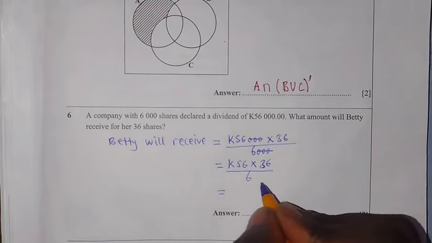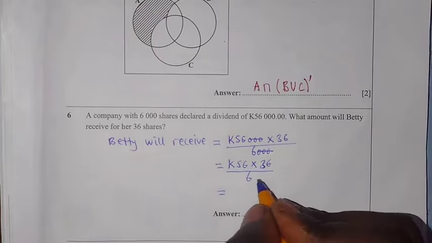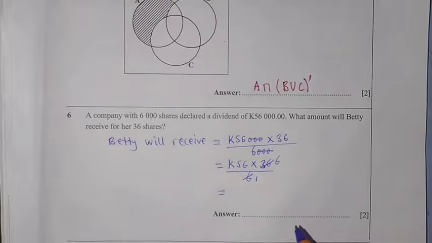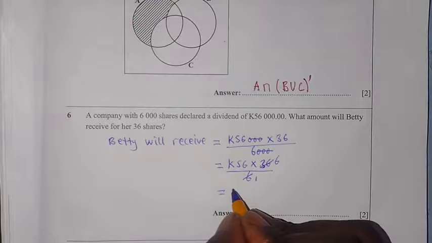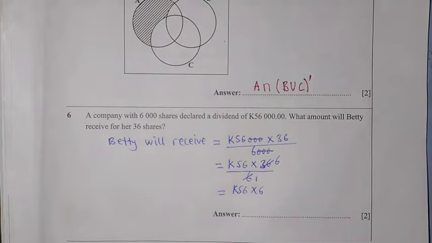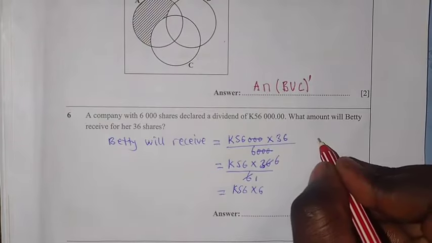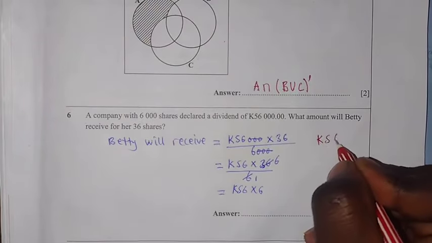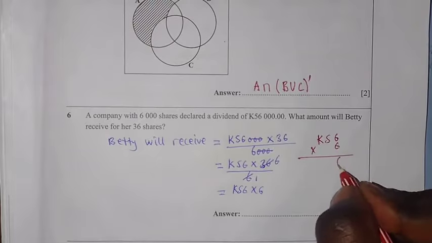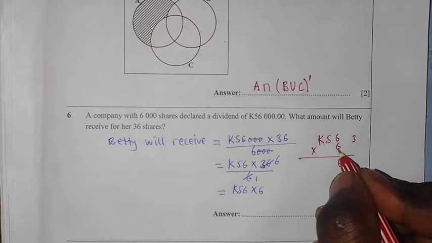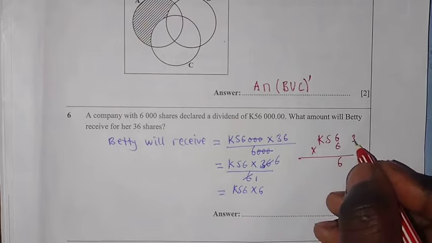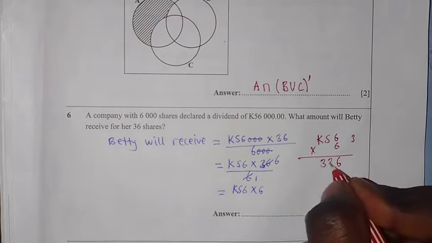From here again, you can say 6 into 6 is 1, and 6 into 36 is 6. So we just have to multiply 56 times 6. Let's do the multiplication here. This is paper 1, so do not feel lazy to multiply. 6 times 6 gives us 36. You write 6 and carry 3. Then 6 times 5 gives us 30, plus this 3 gives us 33.